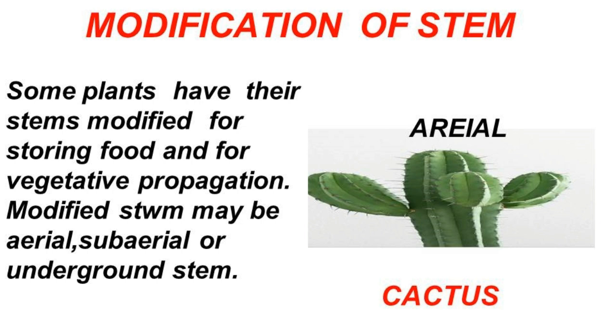What is common between ginger, onion, bulb, and tomato? How can you guess all these things? All three are stems. Some plants have their stem modified for storing food and for vegetative propagation. Modified stems may be aerial, subaerial, or underground. So modified stems have two types, aerial and subaerial.